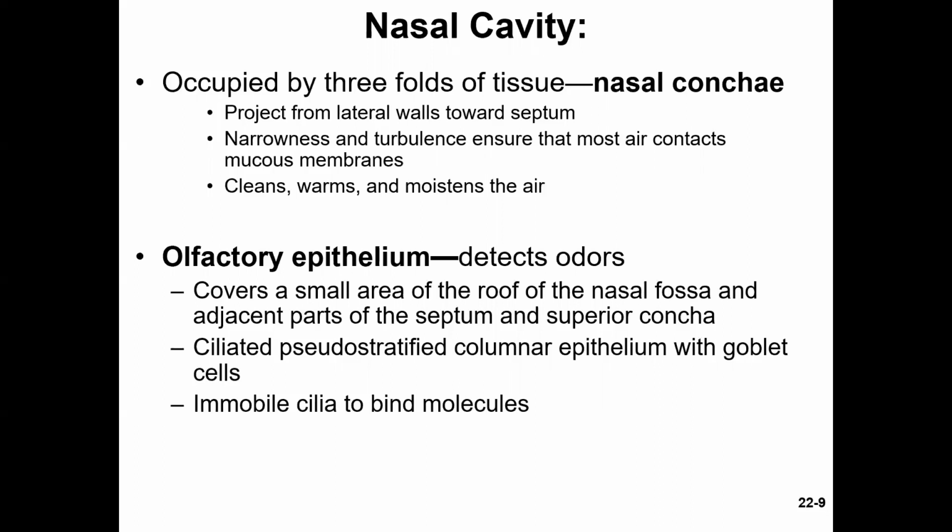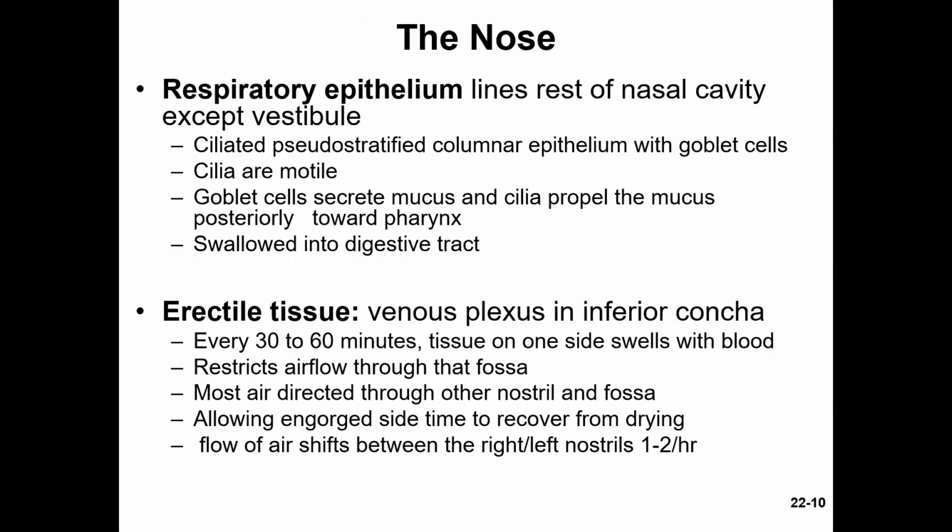The olfactory epithelium is what detects odor. It covers a small area of the roof of the nasal fossa and the adjacent parts of the septum and the superior conchae. Ciliated pseudostratified columnar epithelium with goblet cells can be found here, and immobile cilia to bind molecules are also included here.